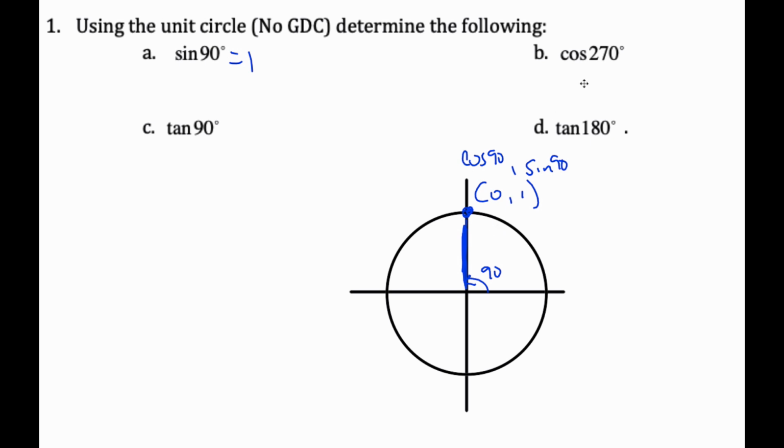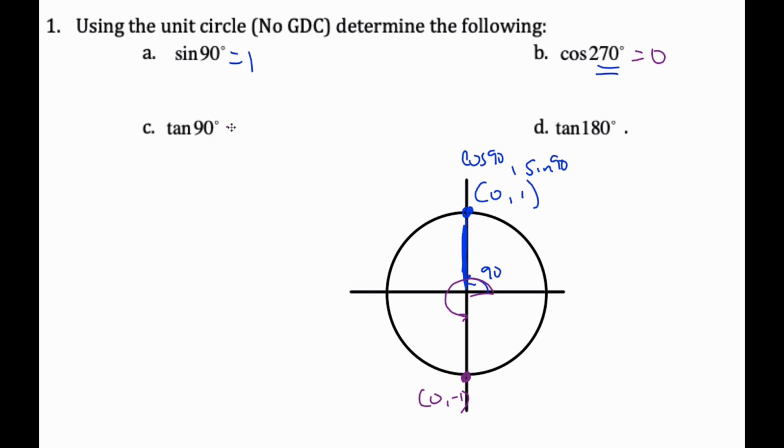Similarly, if I want to find the cosine of 270 degrees, if I start here, I go around 90, 180, 270, and here I am. And so here's the coordinate point, which is (0, -1). Cosine is the x value, so the cosine is equal to 0.